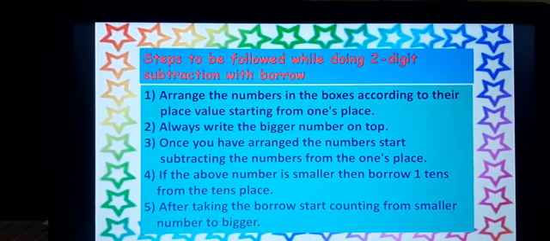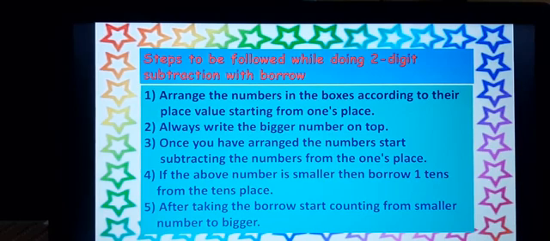Okay, as we come to the next part, the steps to be followed while doing two-digit subtraction with borrowing. The same steps are followed here. The only thing is that we go to the next step, borrowing. What happens when you have an example? Consider point 4: if the above number is smaller, then borrow one ten from the tens place.